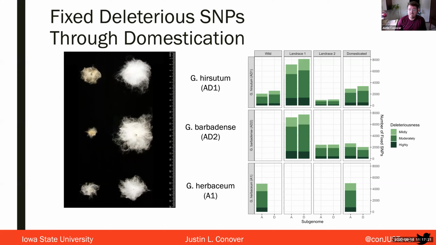And similarly for Gossypium barbadense, we see surprisingly a very similar pattern, although we don't know that there's been as much intentional introgression from hirsutum into barbadense. And so this pattern is a little bit more mysterious and still a little bit less resolved as to what may actually be causing it.